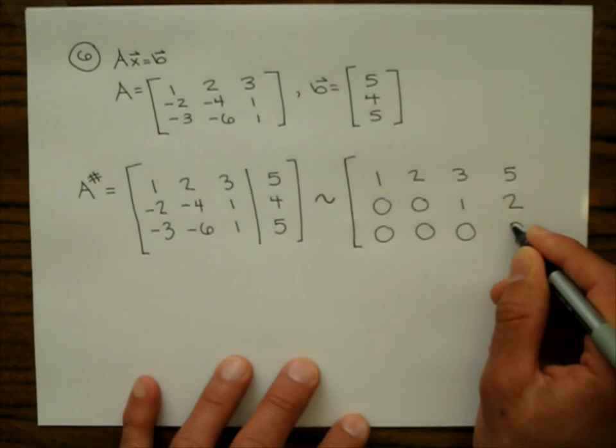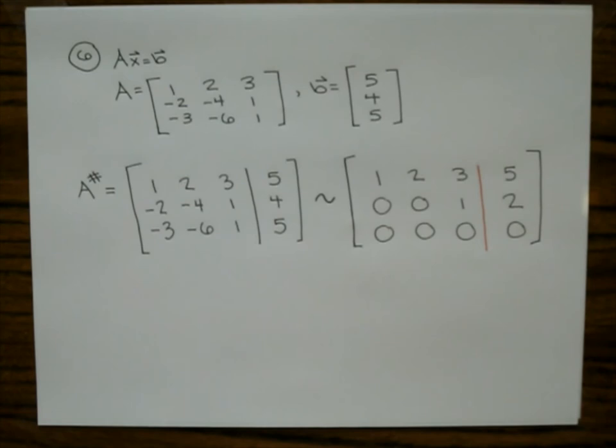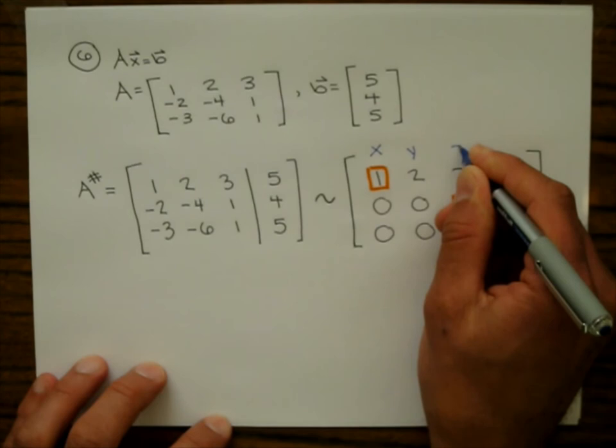So this is what it looks like. We know we're not going to get inconsistent. This one's consistent. And let's take a look at our pivots, our leading ones. We have a 1 here and a 1 there. We were never given the variables, but I have 3 variables. I'm going to call them X, Y, and Z. Your book might call them x1, x2, x3.